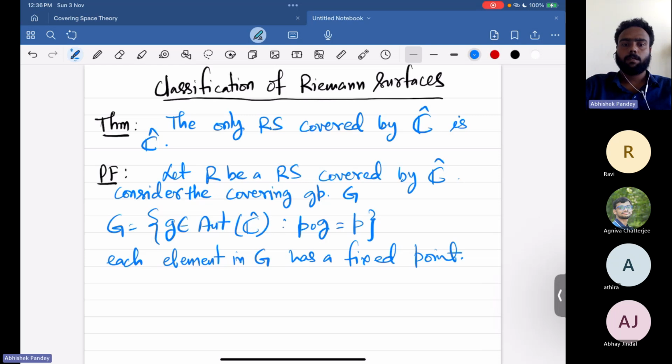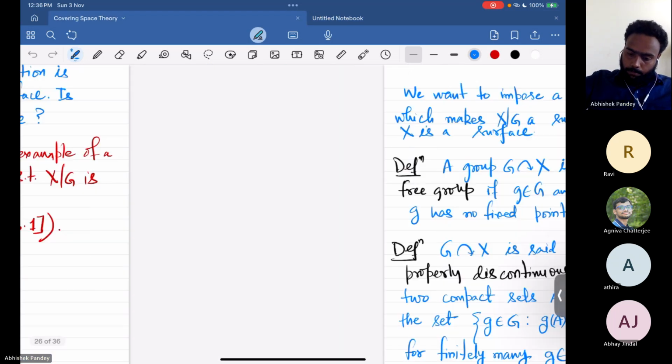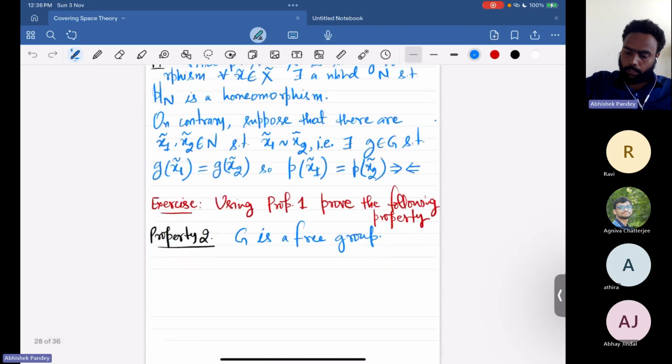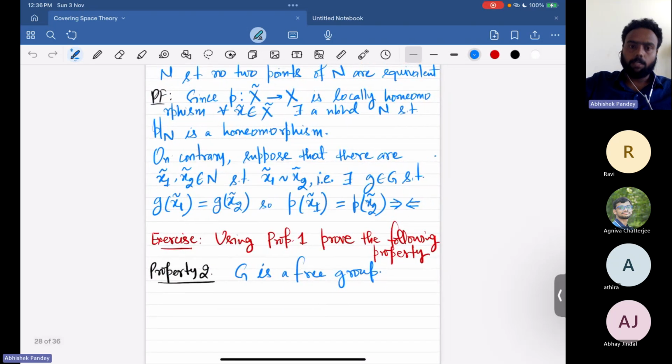Is this clear? So basically, they are coming from the automorphisms of C hat. They are Möbius maps, with either one or two fixed points. Now recall this property of the covering group, that it acts freely, meaning other than the identity, it doesn't have any fixed point.